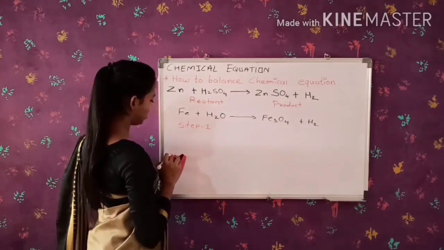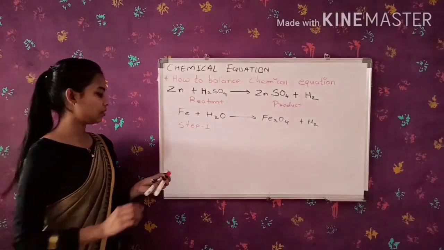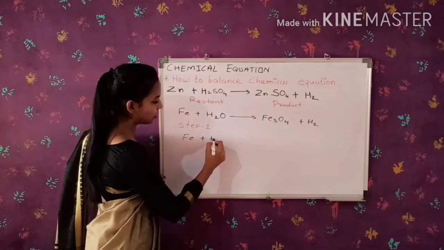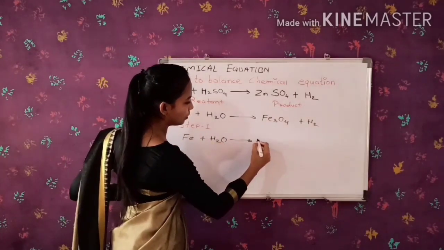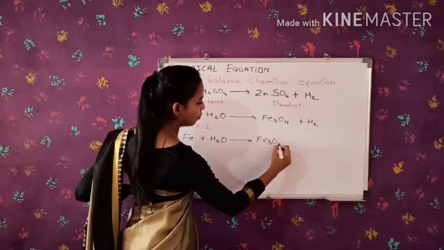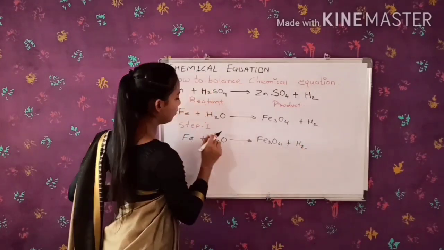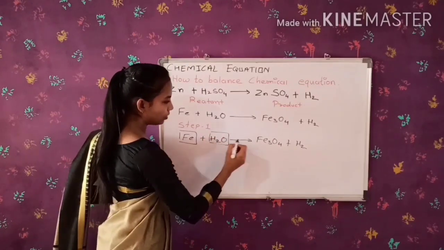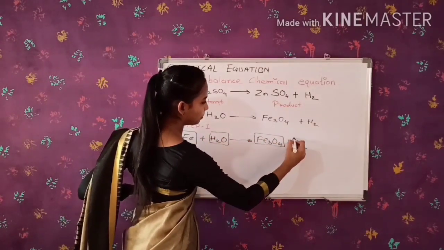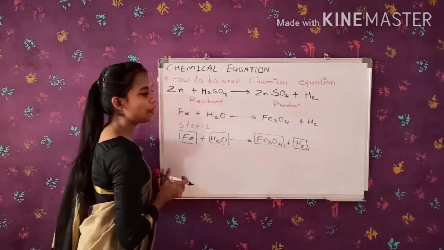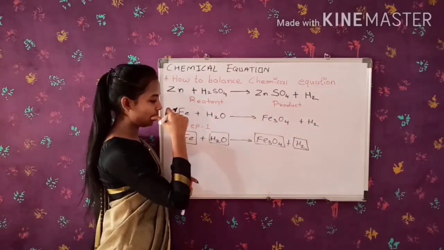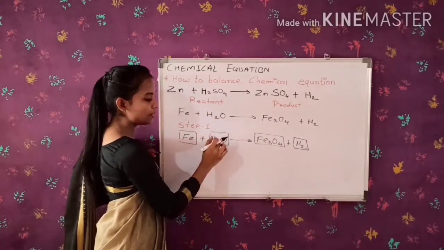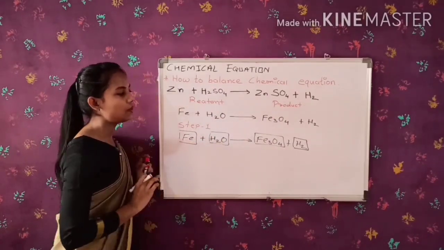Step first. What we have to do in step first is just write the reaction: Fe plus H2O gives Fe3O4 plus H2. In the first step, we have to make a box. Now, what is the reason behind it? While we balance the chemical equation, we have to write the number of atoms outside the box, not inside the box. Correct? So this is the first step.